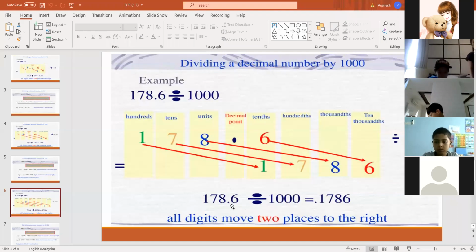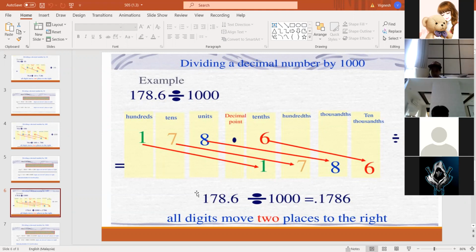If you are moving 3 decimal places to your left, you have to move your arrow. Show me the arrow. 1, 2, and 3. Understand or not? Yes, teacher. Okay, very good.